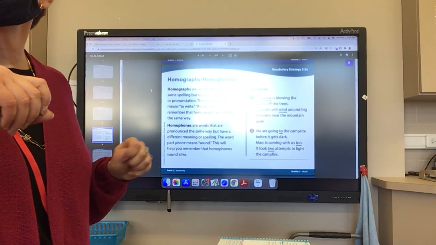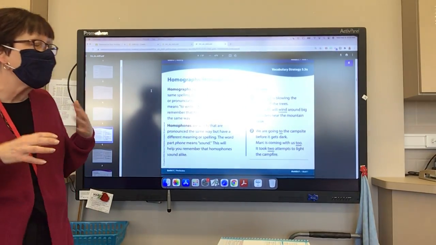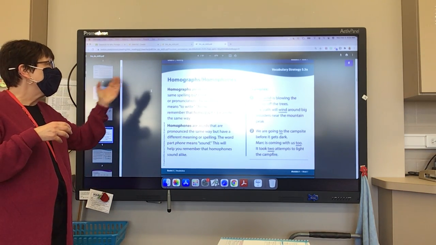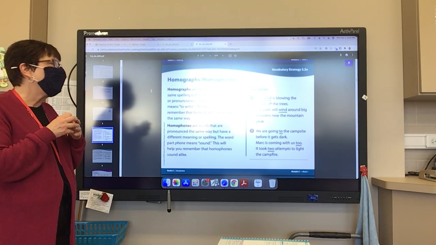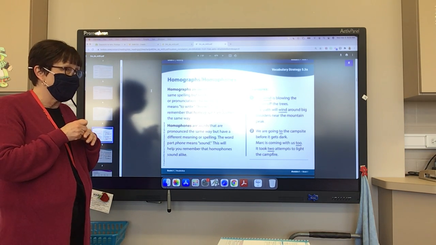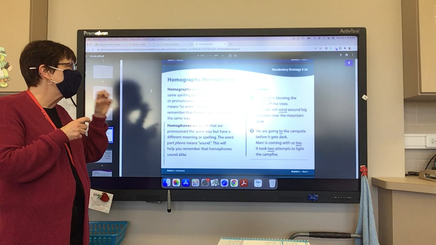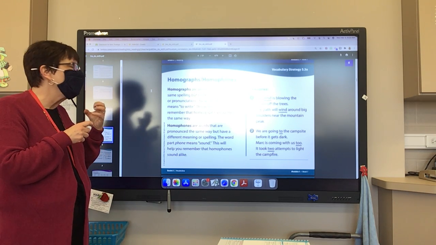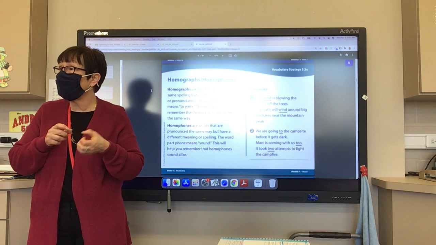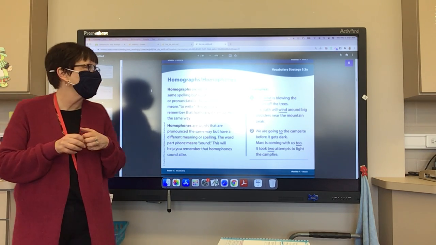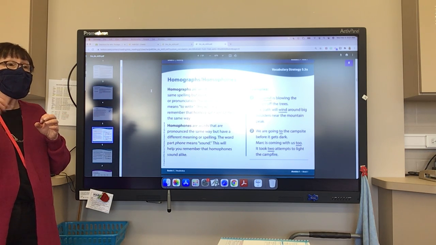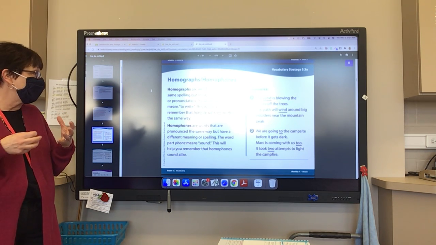Okay, boys and girls, we're going to be talking about something that we've talked about before: homographs and homophones. Now, a homograph is a word that has the same spelling but more than one meaning or pronunciation. We sometimes refer to them as a multiple meaning word. So the word part graph means write.